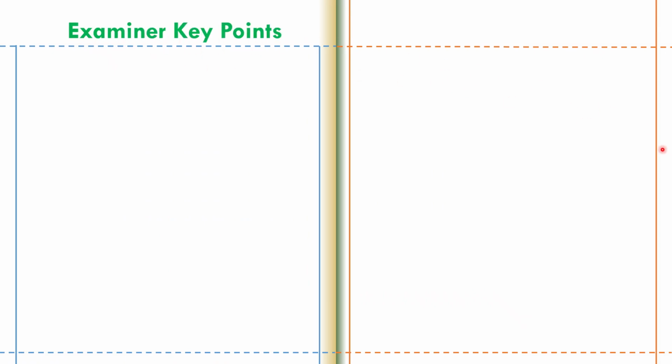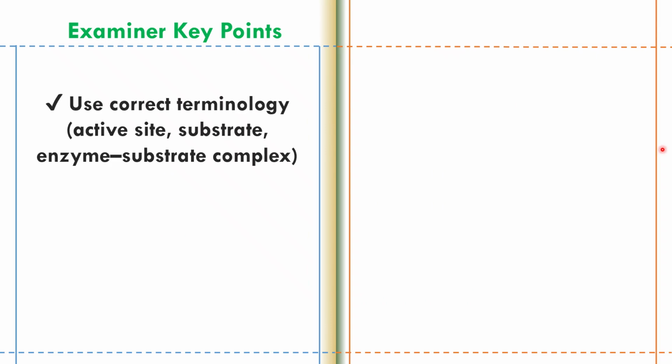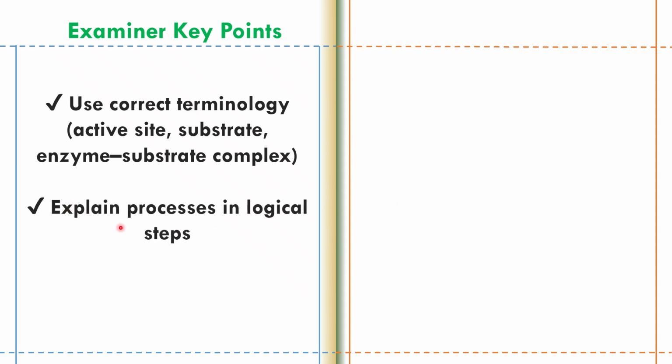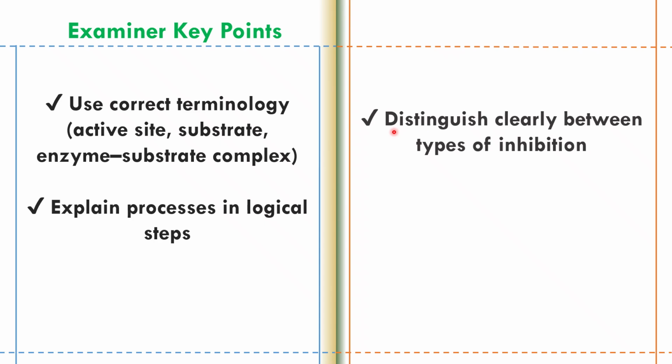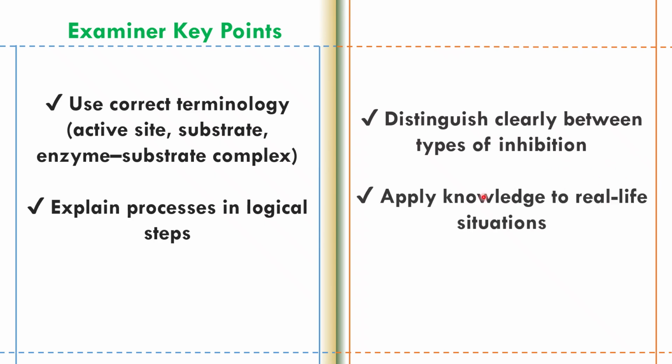Examiner key points. Use correct terminology: active site, substrate, enzyme substrate complex. Explain processes in logical steps. Distinguish clearly between types of inhibition. Apply knowledge to real life situations.